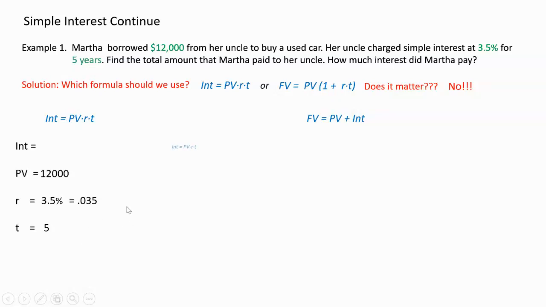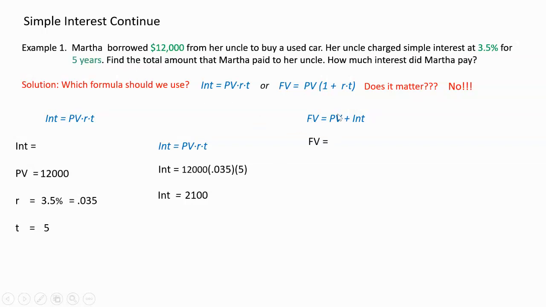So all we do here, guys, is write the formula down and plug in all the variables, right? My PV is 12,000. My interest rate, the R, is 0.035, and my T is 5. So all you do is use a calculator and you get your answer. So the answer is 2,100. So that's how much interest Martha paid, but we're also looking for the future value.